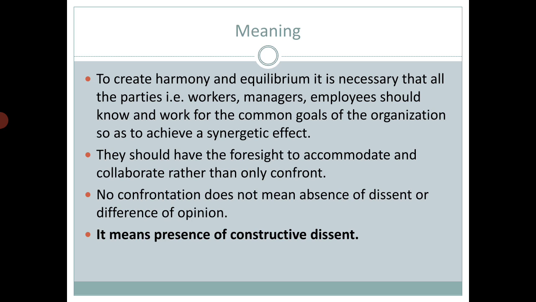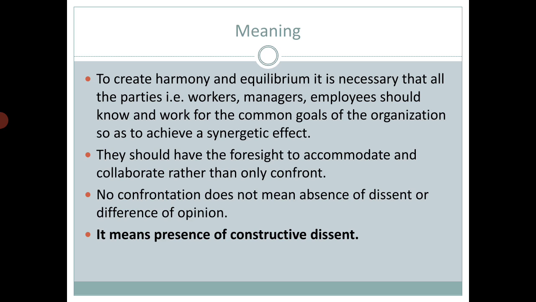Okay, so they should have the foresight to accommodate and collaborate rather than only confront. Here the workers, managers, employees should have the foresight, meaning the vision, or the ability to forecast, so that they can accommodate, meaning they can work with cooperation, with oneness, with one another, so that the organization's goals and objectives will be achieved within the time.